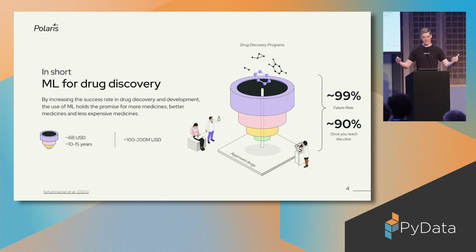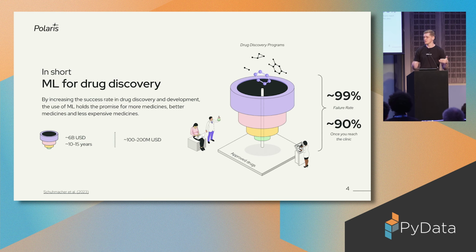Once you reach the clinic, the final part of the drug discovery process, you're confident that you've got a drug that works, you're ready to test it in patients. At that point, you've spent hundreds of millions of dollars, and still the failure rate is about 90%. So that 6 billion figure we discussed earlier accounts for all of the programs that didn't make it. You spend a lot of money to just get a single drug to market. The whole promise of machine learning is to make this process more efficient, so we can get better medicine, more medicine, cheaper medicine, and all of that really holds the potential to radically improve lives across the board.